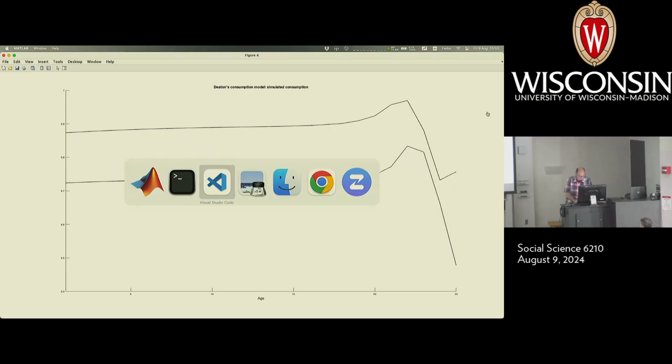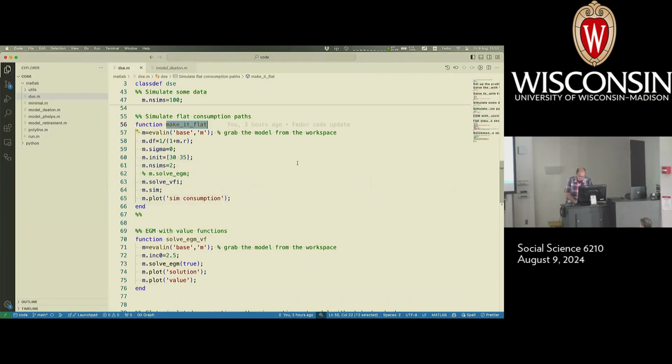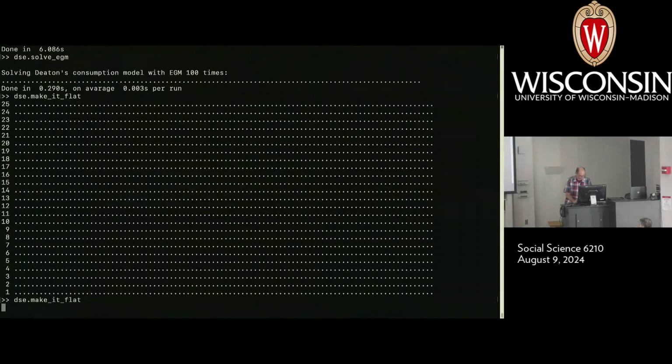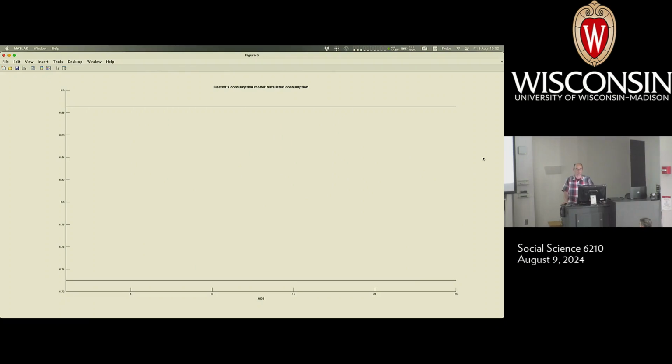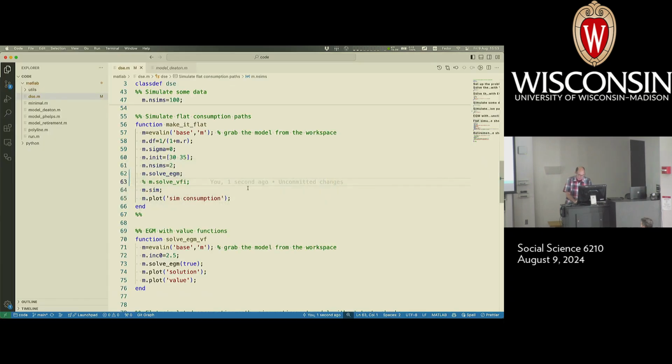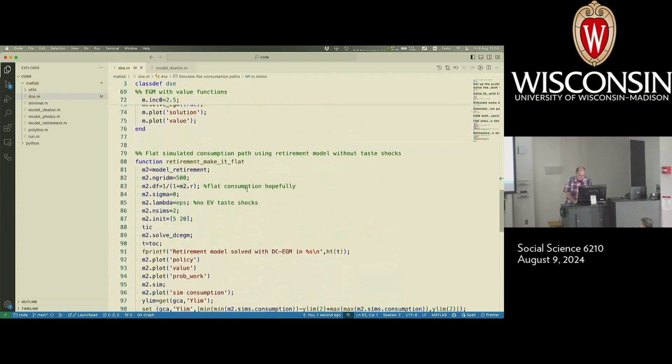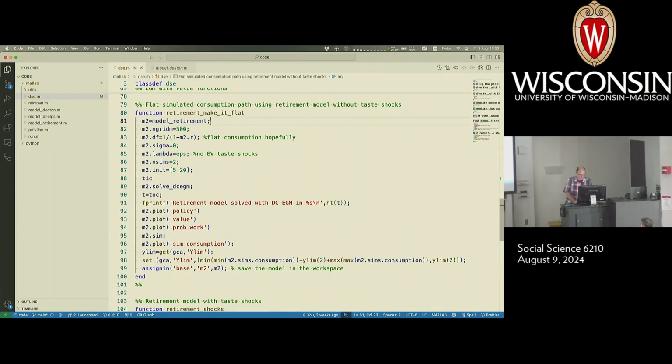But now if I switch to the EGM solver over here, the effect is that first it's very fast, and second it's very flat. Right? We get really, really nice continuous functions.